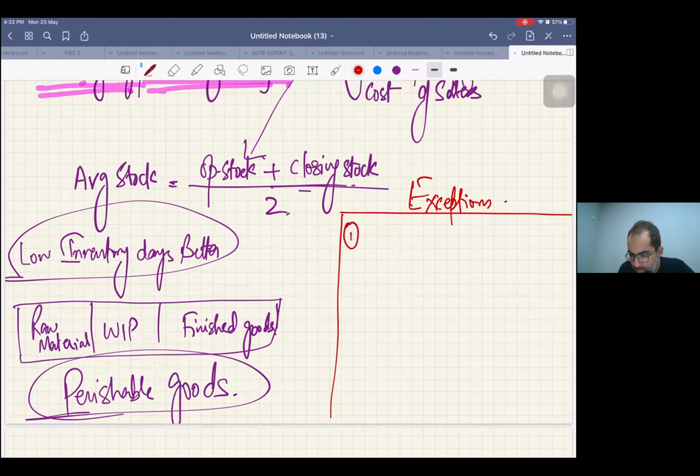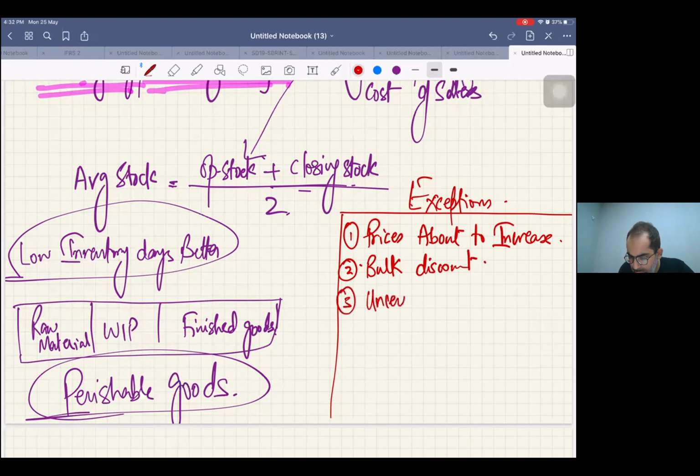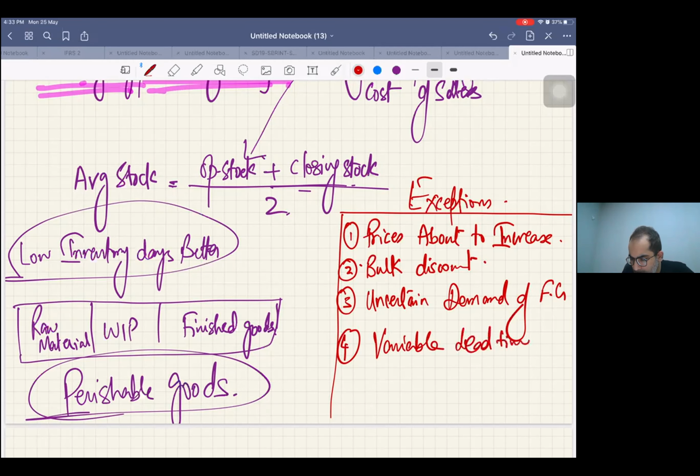Number one, prices about to increase. Number two, bulk discount. Number three, uncertain demand of finished goods. FG means finished goods. Number four is variable lead time by supplier. Okay.